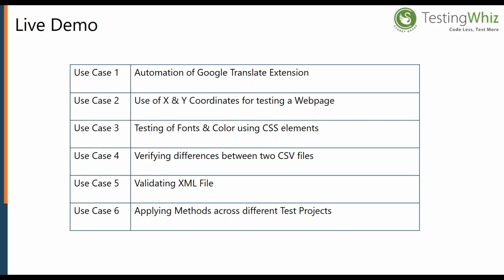The use case 5 is we are validating an XML file for different values inside it. So in the demo which I am going to showcase to you, we are validating an XML file which contains book information. So we are extracting the author, we are extracting the genre of that particular book and validating across our expected values.